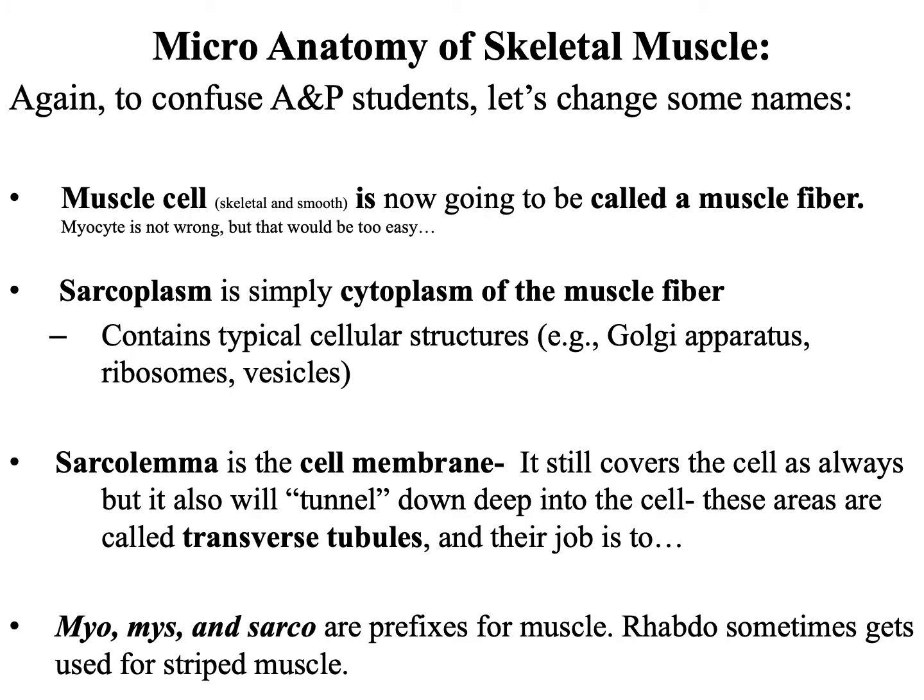All right, so to confuse A&P students, we're going to change some names. Let's get into that microanatomy of the cell, the skeletal muscle cell. So now, instead of calling that muscle cell a muscle cell or a myocyte, we're going to call it a muscle fiber. The endoplasmic reticulum, instead of calling it the endoplasmic reticulum, we're going to do cytoplasm. The cytoplasm of a muscle cell, also now called a muscle fiber, the cytoplasm is called sarcoplasm.